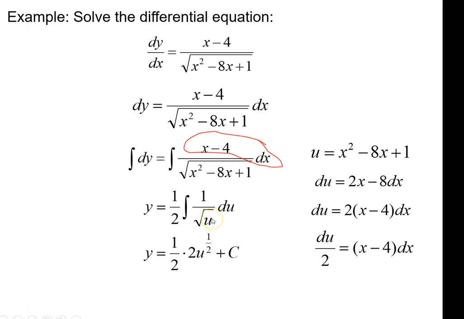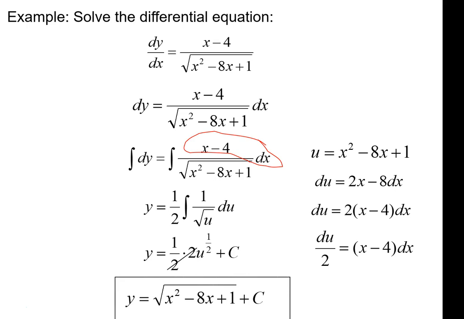I want you to pause the video and work that out. That gives me u to the 1/2 over 1/2, which is 2u to the 1/2. So those 2's go away. And I'm left with u to the 1/2, which is the square root of u. But remember, u was x squared minus 8x plus 1. And notice I just brought that y down on the left side, and I put the plus c on the right side with the x's. Always for these differential equations, just leave the plus c where your x's or your independent variable is.